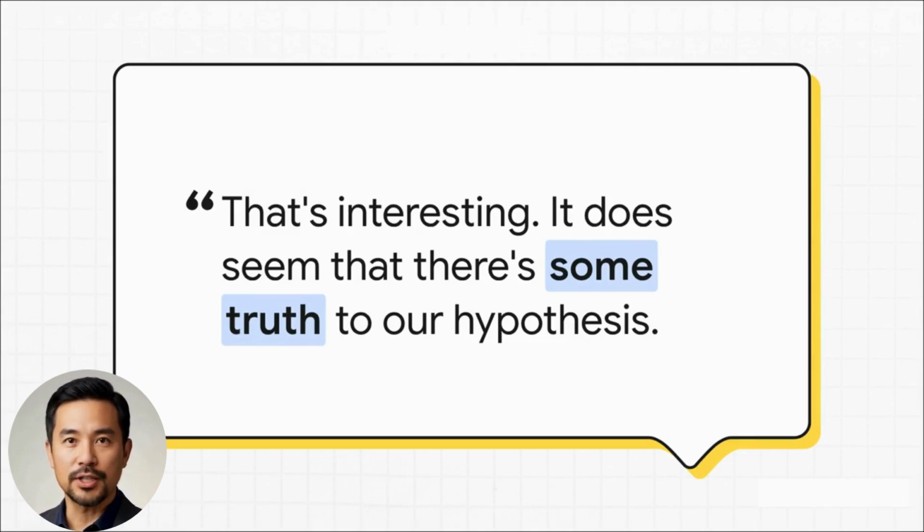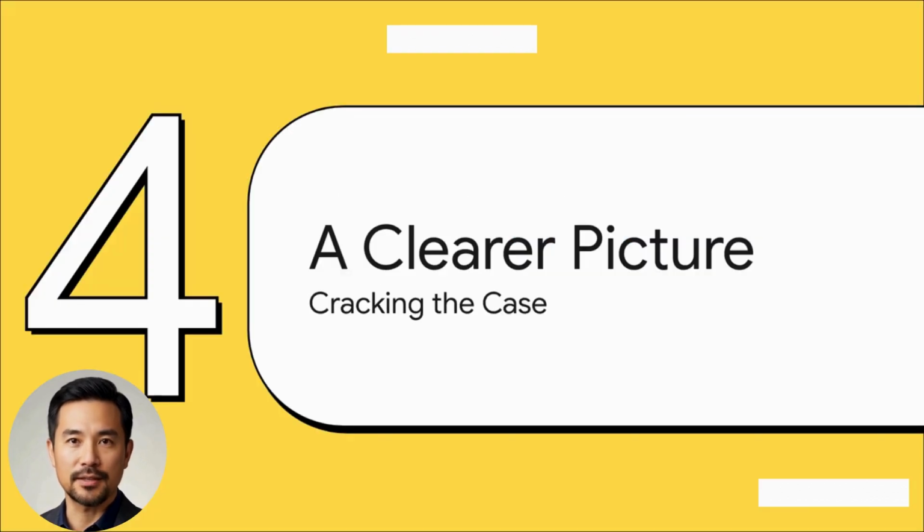As the original analysis notes, it does seem that there's some truth to our hypothesis. We can see it with our own eyes. The pattern suggests that different types of pumpkins are playing by different rules. We are definitely onto something big here. All right, we've got a hot new lead. Now we just have to prove it. It's time to follow this clue and see if we can finally crack the case wide open.